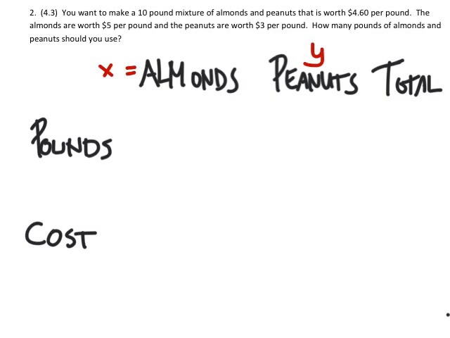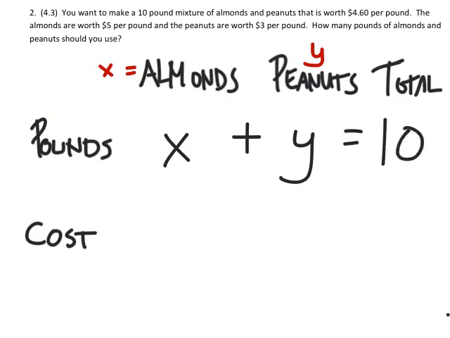So when we set up the pounds, we don't know how many pounds of almonds we have. We don't know how many pounds of peanuts we have, but we know if we combine them together that we should end up with 10 pounds of the mix. And we can see that because it told us right here. Alright.